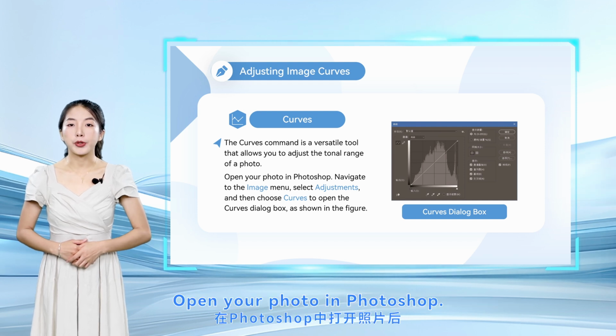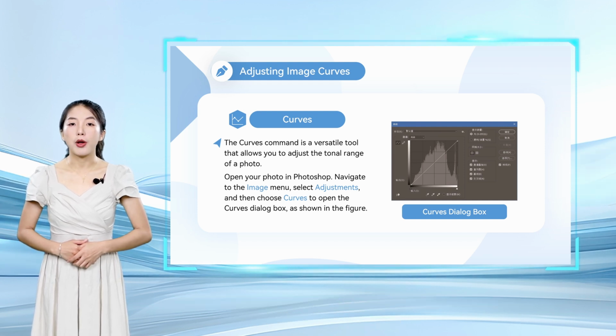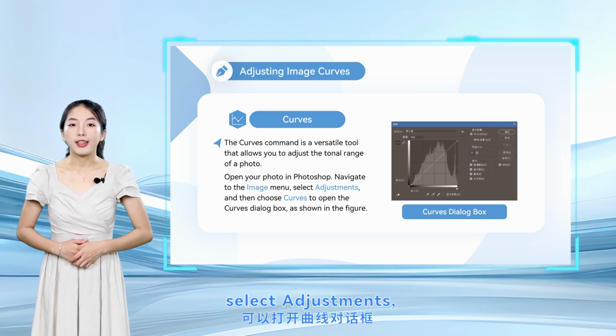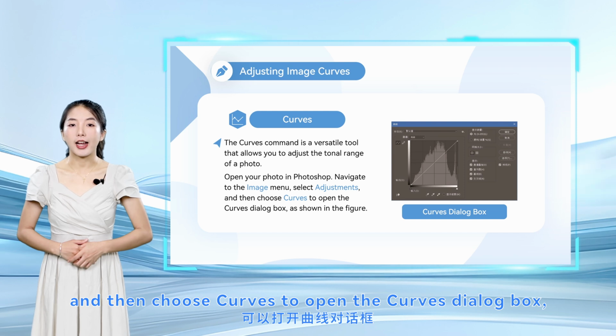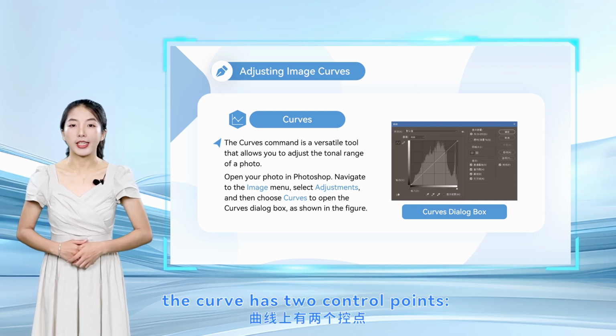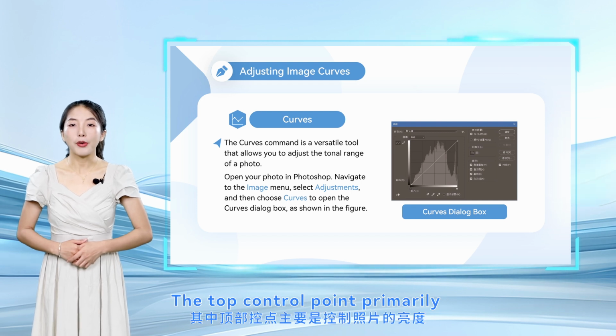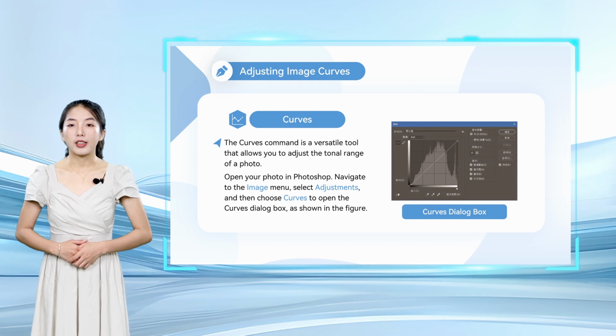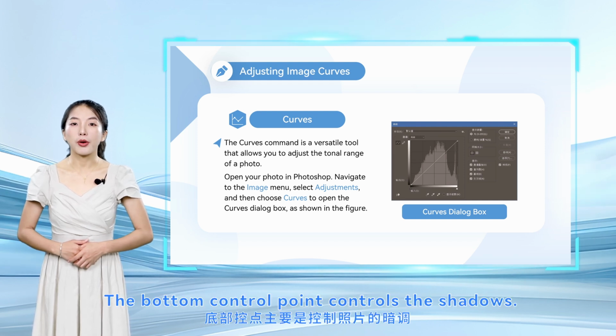Open your photo in Photoshop. Navigate to the Image menu, select Adjustments, and then choose Curves to open the Curves dialog box, as shown in the figure. By default, the curve has two control points. The top control point primarily adjusts the highlights of the image. The bottom control point controls the shadows.